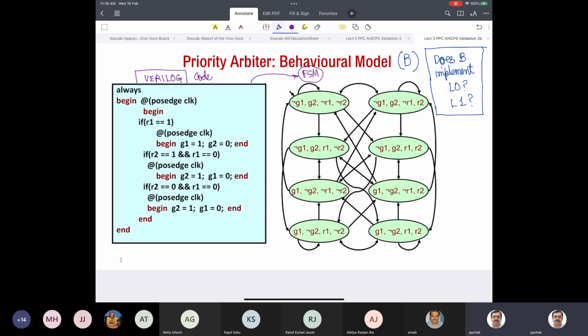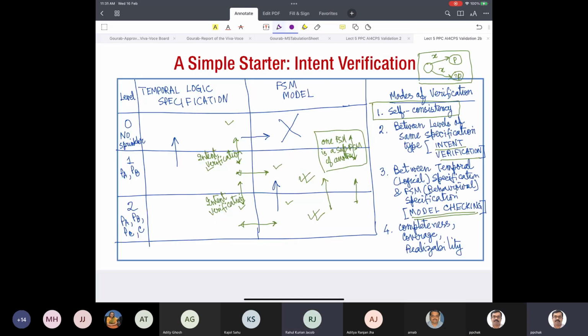I'm not sure if my screen is coming to you all. Has it come? Sir, it has come now. Yeah, now it has come.